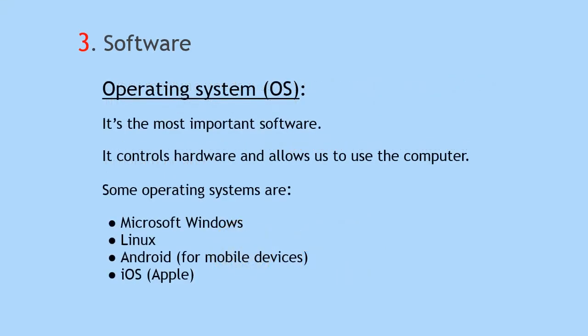Operating system is the most important software because it controls hardware and allows us to use the computer. Some operating systems are Microsoft Windows, Linux, Android for mobile devices, and iOS by Apple.